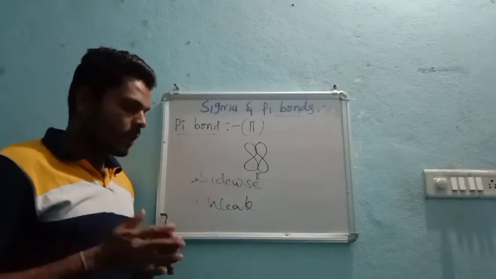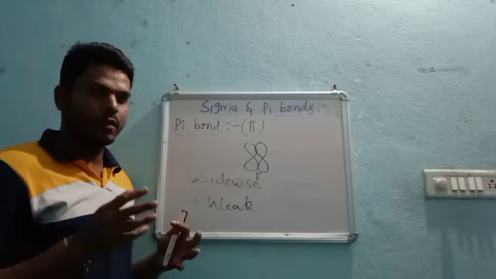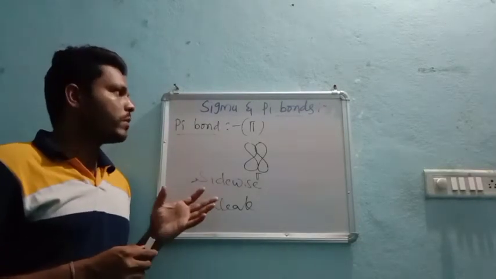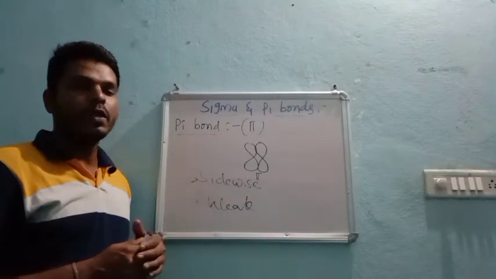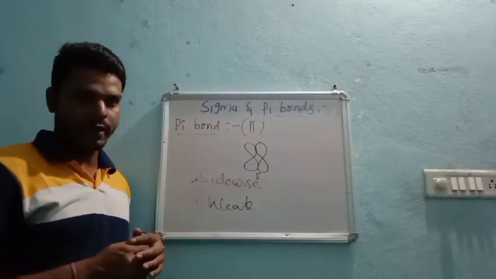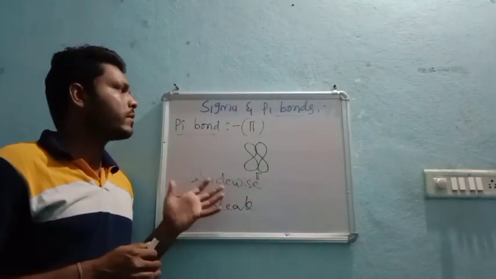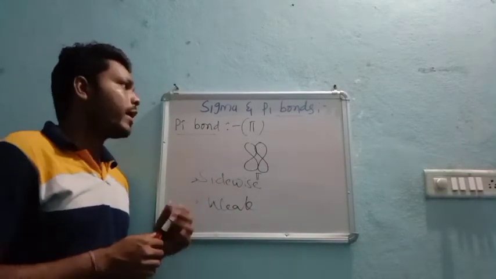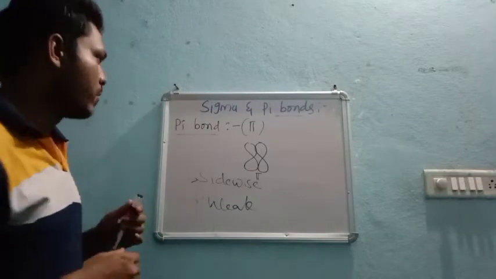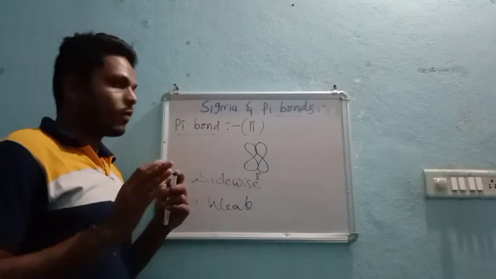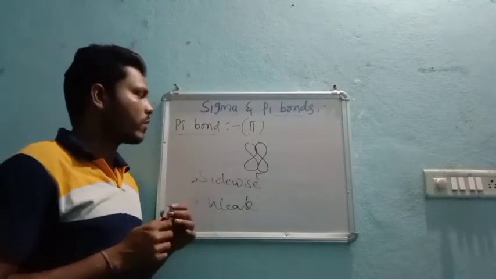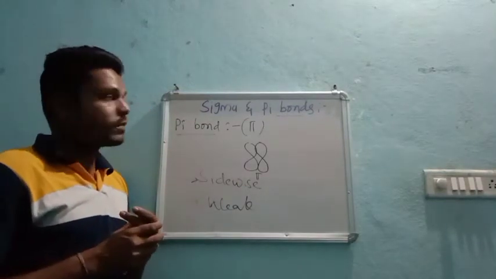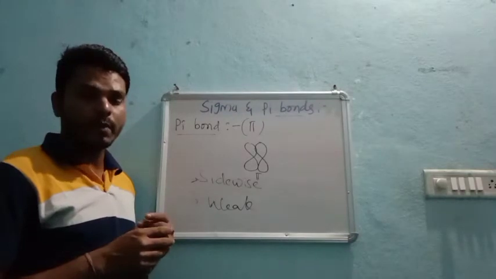These sigma and pi bonds will be very important for you to understand how the overlapping takes place. These are some basic things again about the bonds. That's why I took this part as a very important part for the video class. So in this class, what we saw is what sigma and pi bonds are.